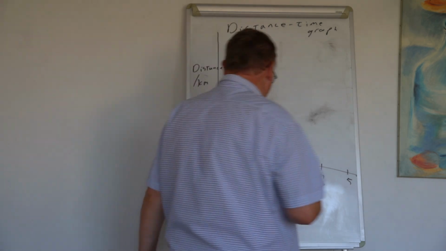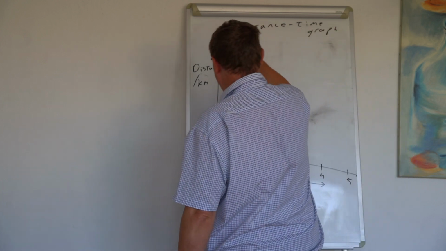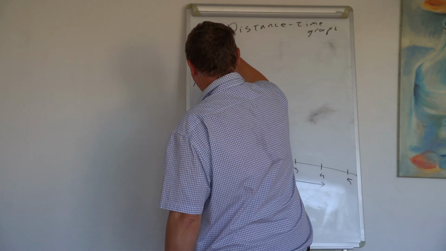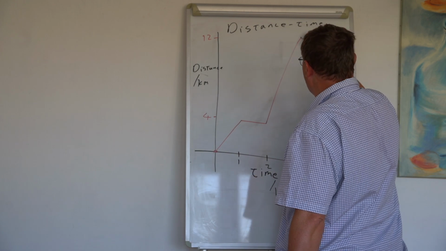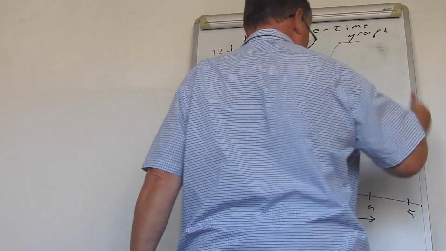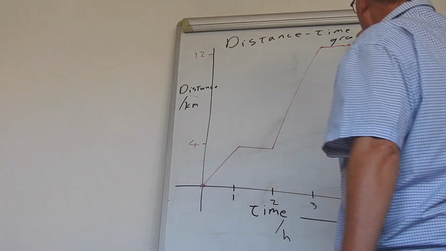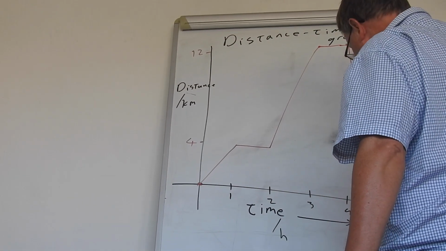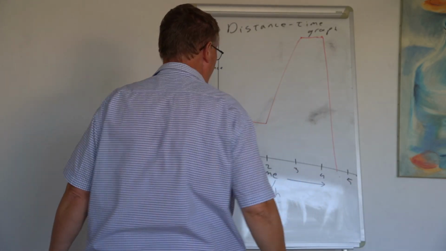And then they go and see their friend who is quite a long way away. Let's say he's 12 kilometers away. Right, here we go. So he goes to his friend's and then he stays there. And then he gets on the back of a motorbike and comes back very quickly. And he arrives back 4.5 hours after he left.